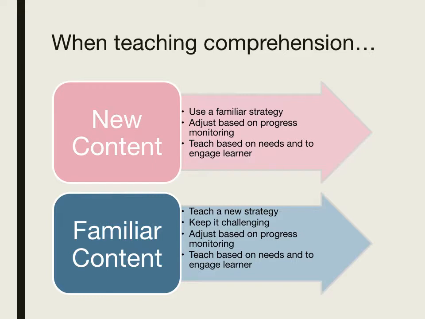When teaching comprehension, teachers need to make sure that when they're making decisions in their instruction, they consider that when content is new, they would select a familiar strategy. As the content becomes more familiar, they'd introduce a new strategy. This balance between the familiar and new is a measure against which to evaluate effective teaching using explicit instruction. Now, instruction should always be adjusted based on the use of progress monitoring. So we're always looking at our children's needs. And when we're doing this, we're better able to keep them engaged.